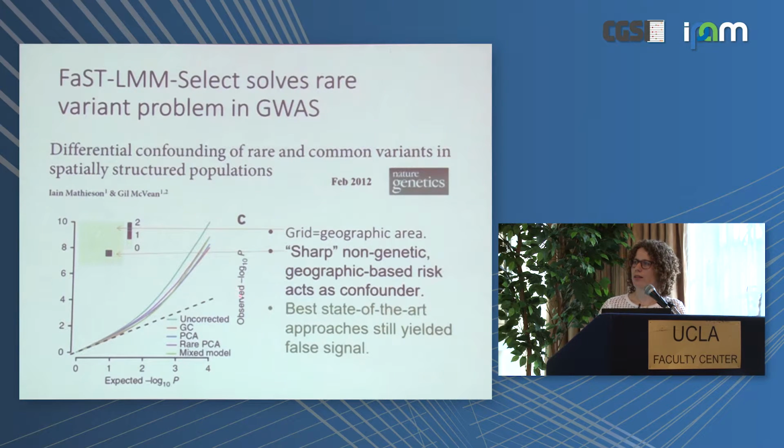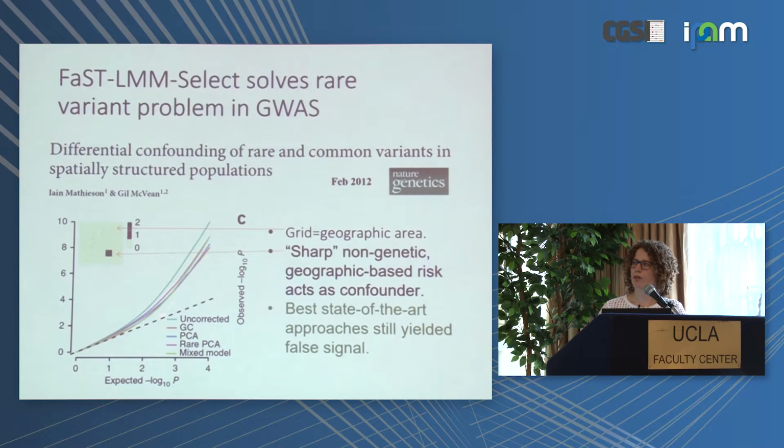And they showed in their paper that under a particular type of confounding factor, which roughly speaking had to do with, imagine you have a little factory on a geographic grid which is polluting. And so it's a sharp, what they call sharp, because it's a very tiny, non-genetic, geographic-based risk, which acts as a confounder. If you have that kind of confounding, and you have rare variants, which of course are now all over the place with next-gen sequencing, and you apply any of the known models, then you fail to control the type 1 error.